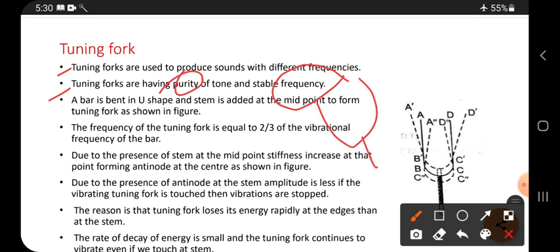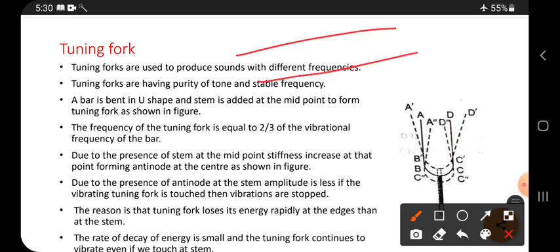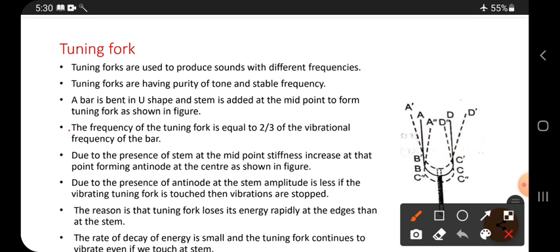Next, a bar is bent in a U shape and a stem is added at the midpoint to form a tuning fork as shown in the figure. There are generally two bars in the tuning fork. Let me take this bar and bend it like this, and this bar is attached here. So this is called the stem.